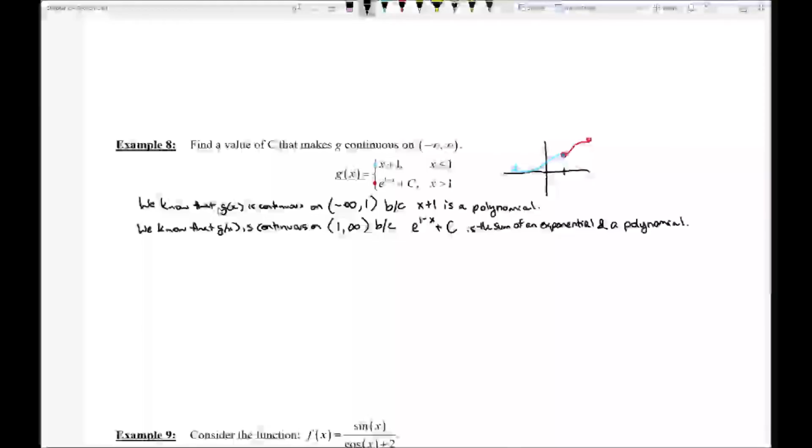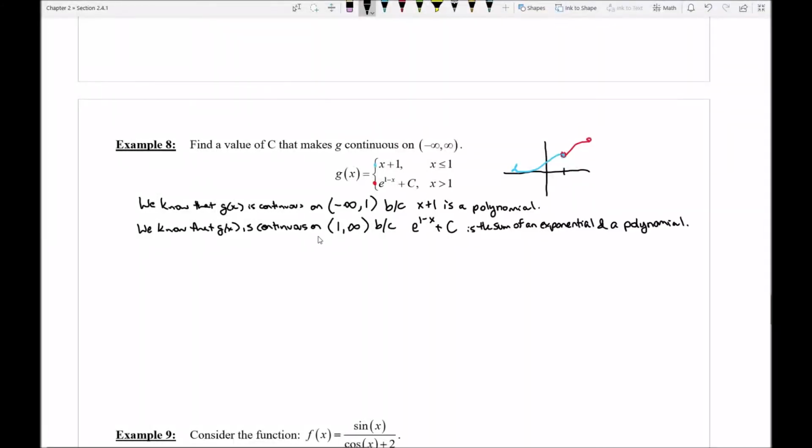So I can see then that there's only one spot in question. And I'll write down what we need. I'll say we need to find a value for c so that g of x is continuous at x equals 1.